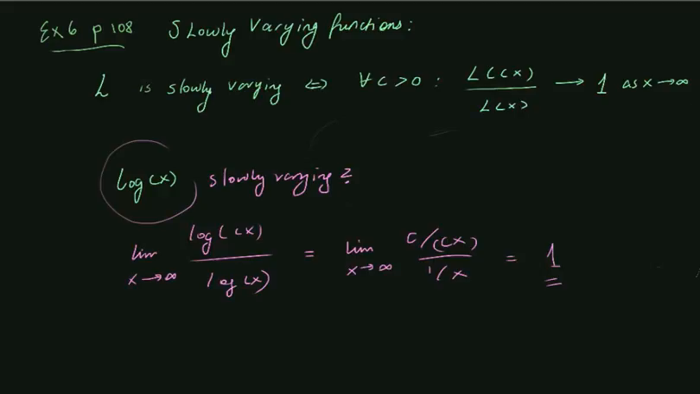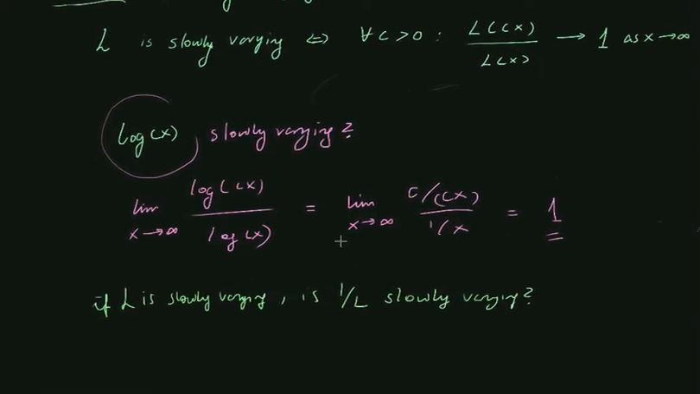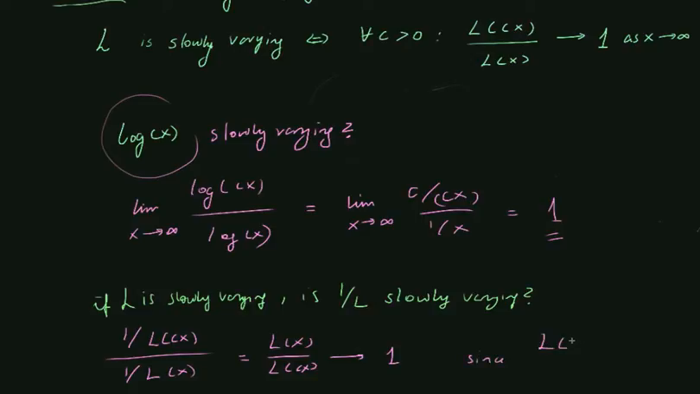We may also take a look at the definition again and ask further questions, such as if L is slowly varying, is 1 over L slowly varying? And to that extent, we may once again look at the definition, right? So we want to see if 1 over L satisfies the definition. So we want to look at 1 over L of Cx divided by 1 over L of x. Well, this is just equal to L of x divided by L of Cx, which goes to 1 since we have assumed that L is slowly varying, and thus this thing goes to 1 by assumption.